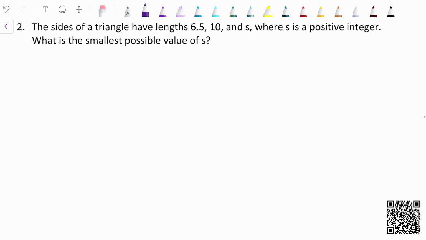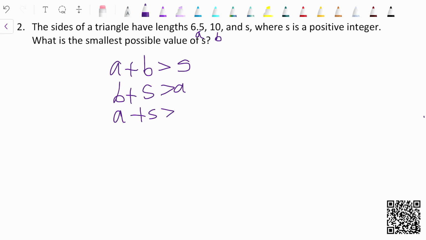So since there is the triangle inequality formula, let's say that 6.5 is a and 10 is b, and let's set s as just s, I guess. It's a little bit of a sore thumb in this formula, but sure. A plus b has to be greater than s. B plus s has to be greater than a, and a plus s has to be greater than b. So following those same rules, 6.5 plus 10 has to be greater than s.